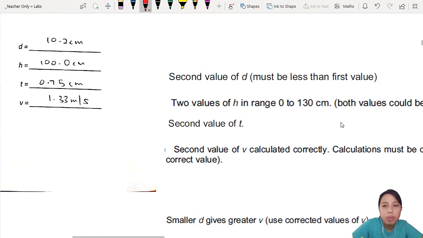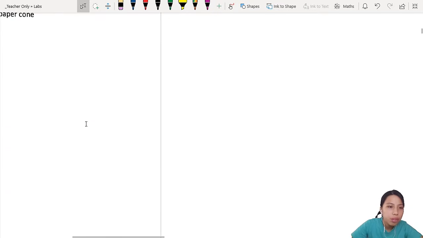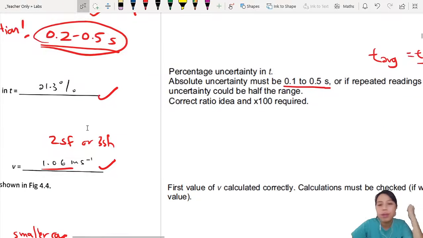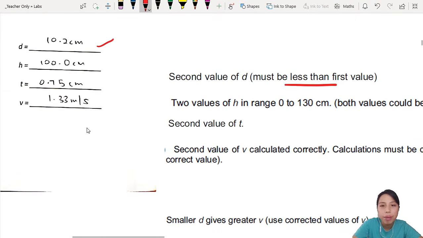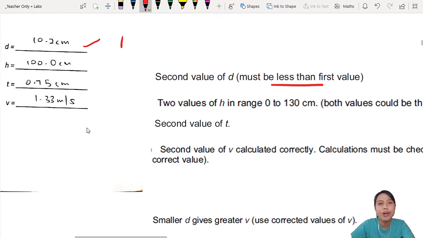Second value of D must be less than first value. Of course, you cut away a bit of the cone, must be smaller. Check and see, 10.2. The first one is what? 13.5. Okay, good. Pass. 1 mark already. So this one is about common sense.